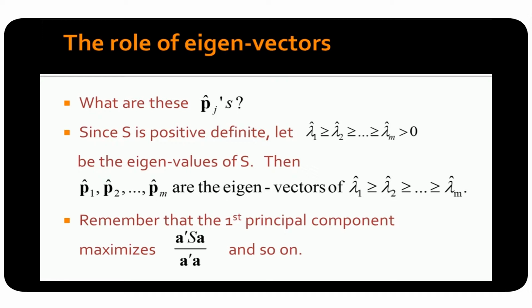What would be the sample covariance matrix? It is given by the variance of y, which is a prime S a. S, remember, is the variance covariance matrix of the x's.